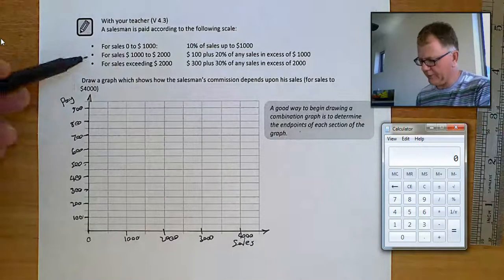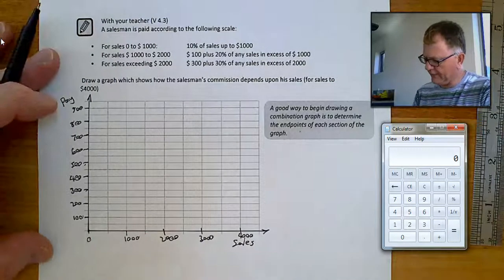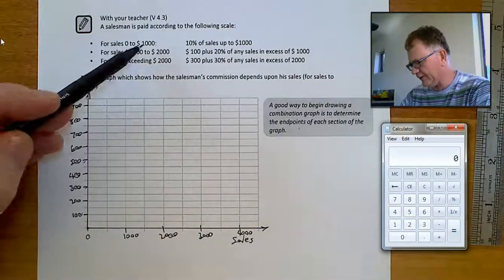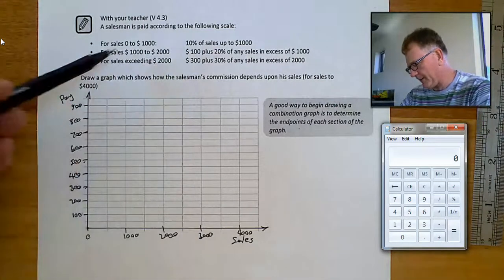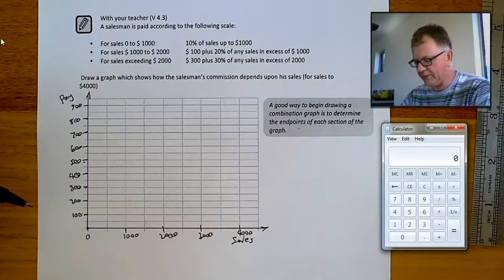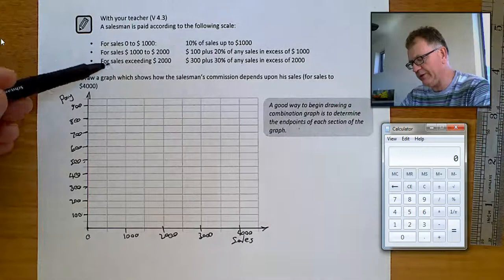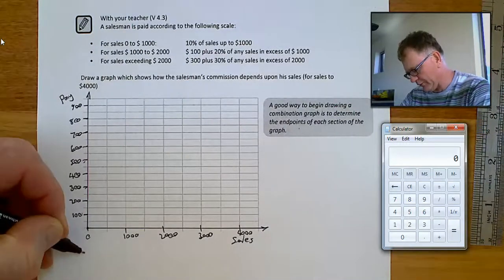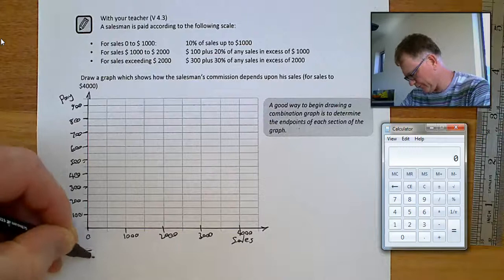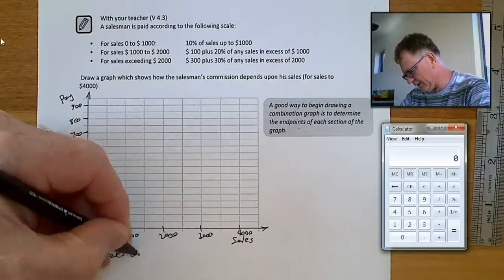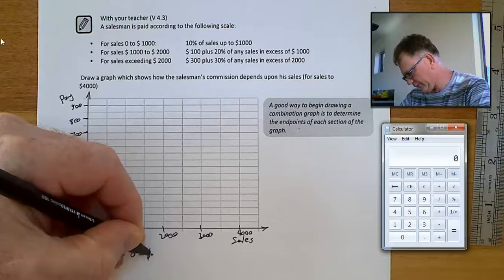Now this is the pay schedule. It starts off and it says for sales of 0 to 1,000 he gets paid at a particular rate, and we've got different brackets here where his pay scale seems to change. So we have to graph each one of these three as 3 separate lines on the graph. So let's start off with sales of between 0 and $1,000.